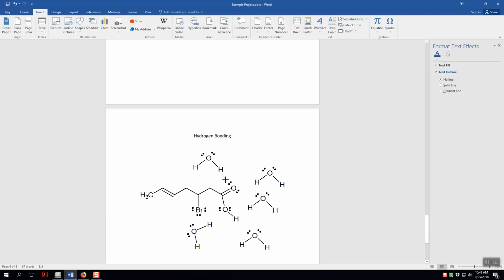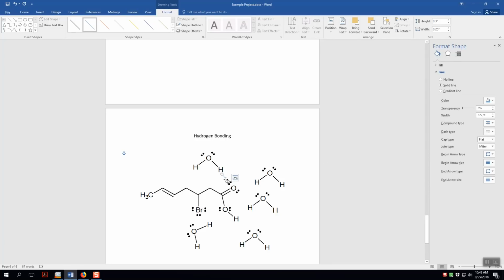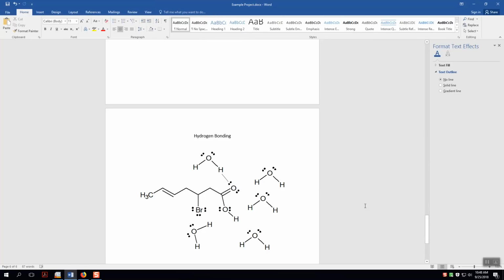Now I want to put a line between hydrogen and the lone pair like that. But a couple things about this. One, I want it to be black. Two, I'm going to make it a little bit fatter so it'll be easier to see. All right, it's not a lot, but a little bit. And then I want to make it dashed. So if I click on dash type, I can click this or this, it doesn't matter. I'm going to choose that one. I've now added a hydrogen bond.